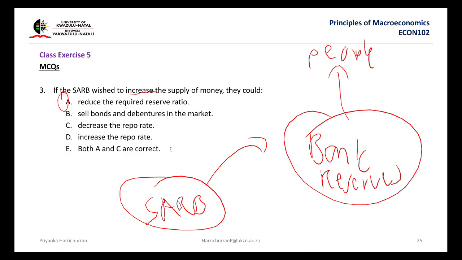So it's A. But it could also decrease the repo rate. The repo rate is the interest rate at which SARB lends to banks. If it decreases the repo rate, banks will want to get more money from SARB as a loan because they don't have to pay as much for it. Therefore, when they get this money, it flows to the banks and then to the people. Increase.